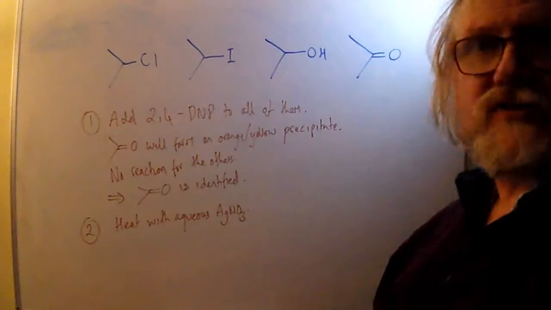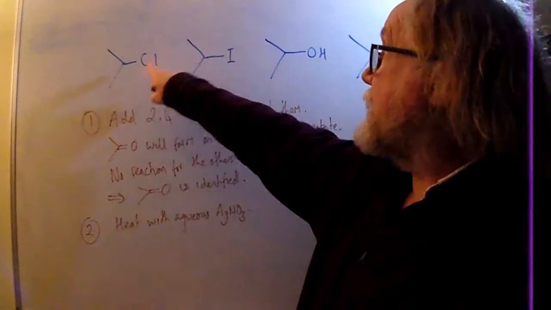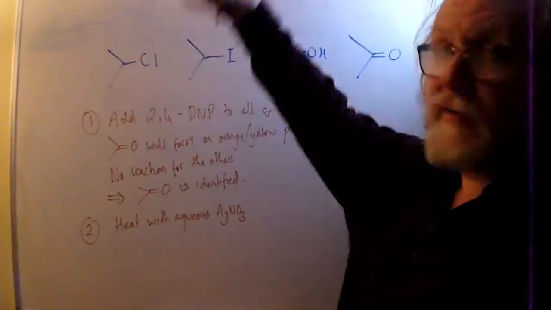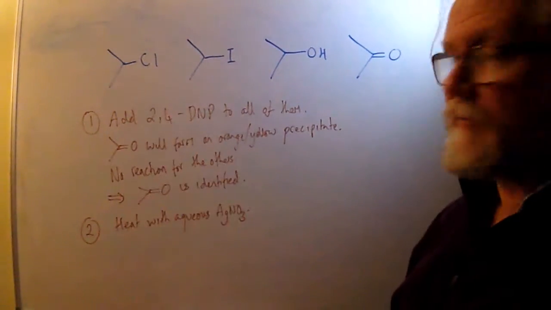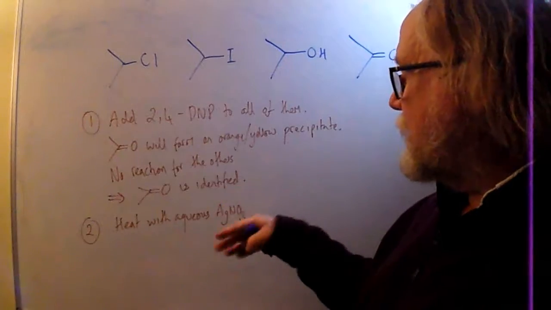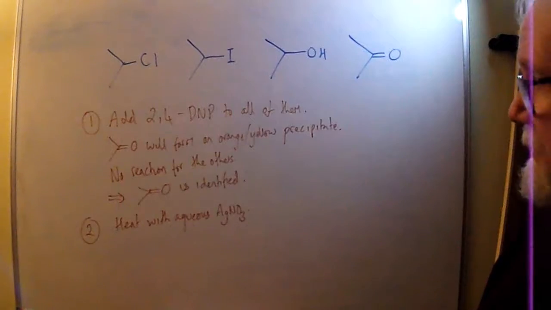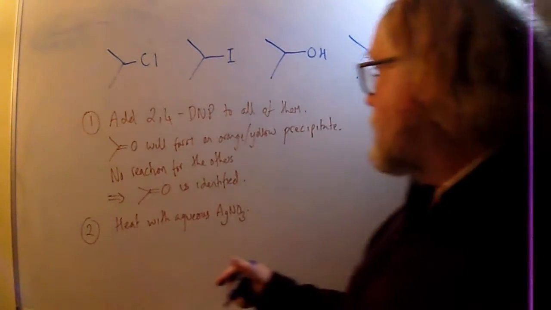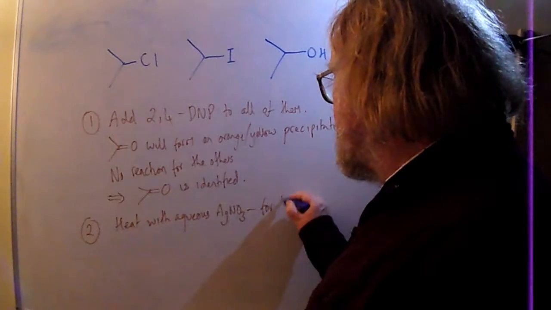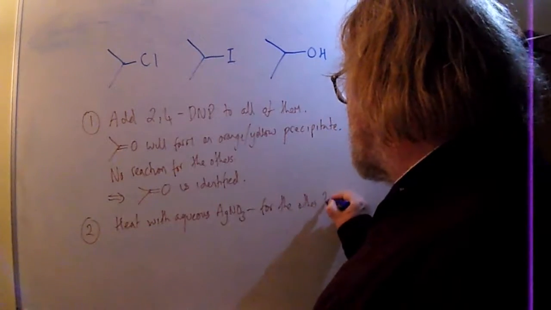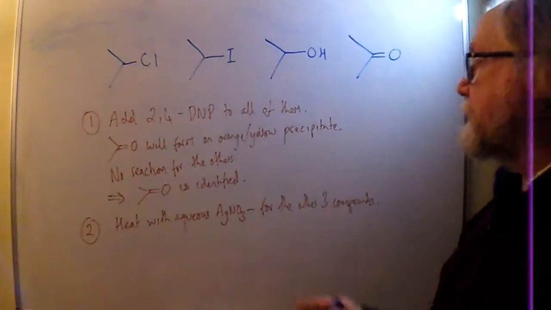If you just say add silver nitrate, it's not going to work. Okay, it's got to be aqueous because you need the H2O to react with these, to put OH into there and to release the chloride or bromide ions, and you need the heat because that reaction's too slow at room temperature. So again, when you're learning this stuff, you don't need to learn tremendous detail, but you need to learn enough to make sure that, yes, the test would work. So you heat with aqueous silver nitrate, and you do this for the other three compounds. Right, no point doing it for propanone.